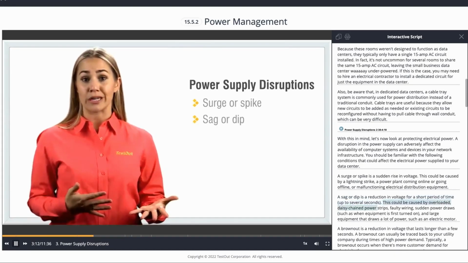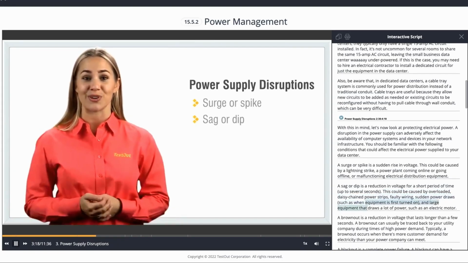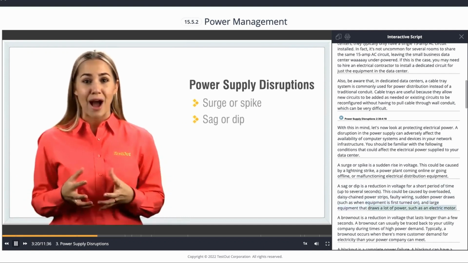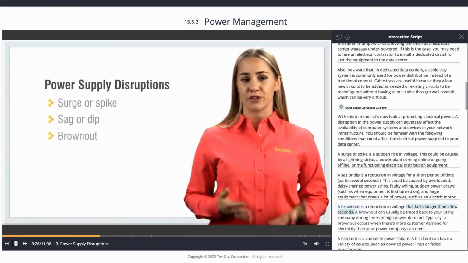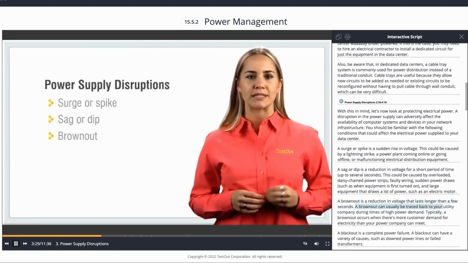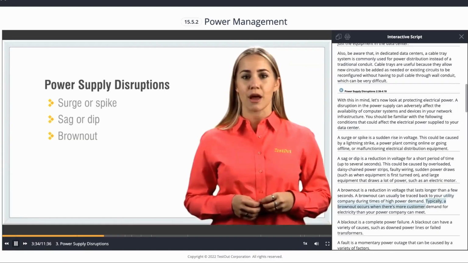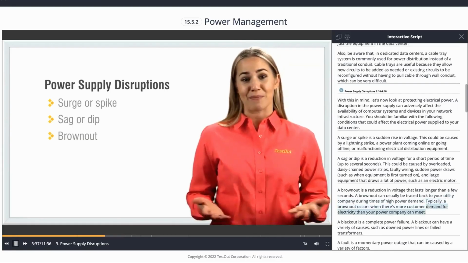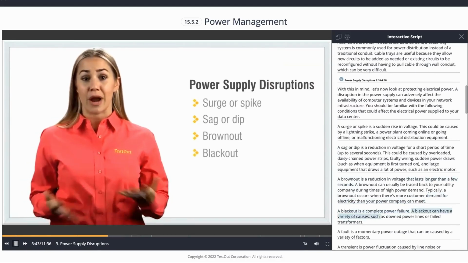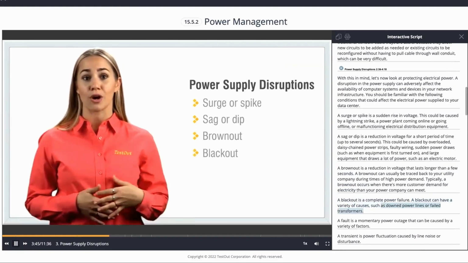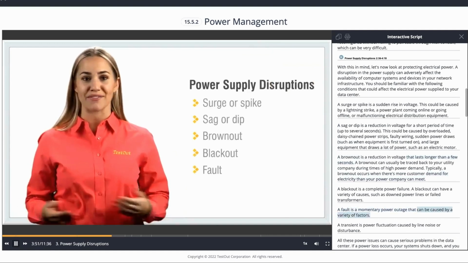This could be caused by overloaded, daisy chain power strips, faulty wiring, sudden power draws, such as when equipment is first turned on, and large equipment that draws a lot of power, such as an electric motor. A brownout is a reduction in voltage that lasts longer than a few seconds. A brownout can usually be traced back to your utility company during times of high power demand. Typically, a brownout occurs when there's more customer demand for electricity than your power company can meet. A blackout is a complete power failure. A blackout can have a variety of causes, such as a down power line or failed transformers. A fault is a momentary power outage that can be caused by a variety of factors.